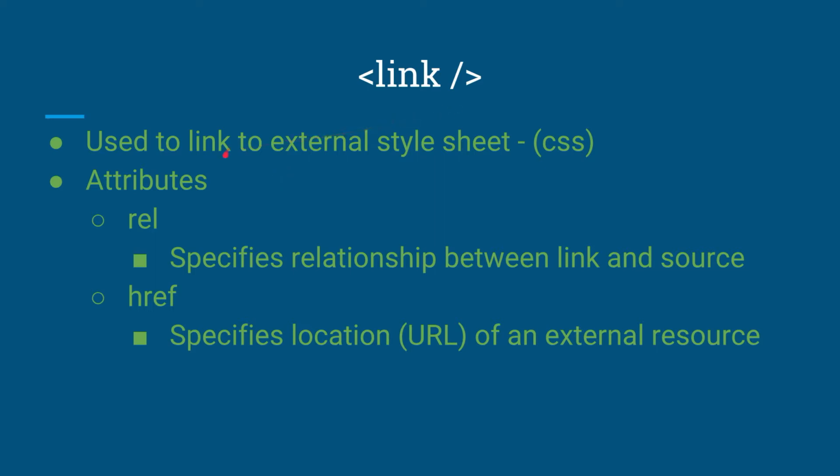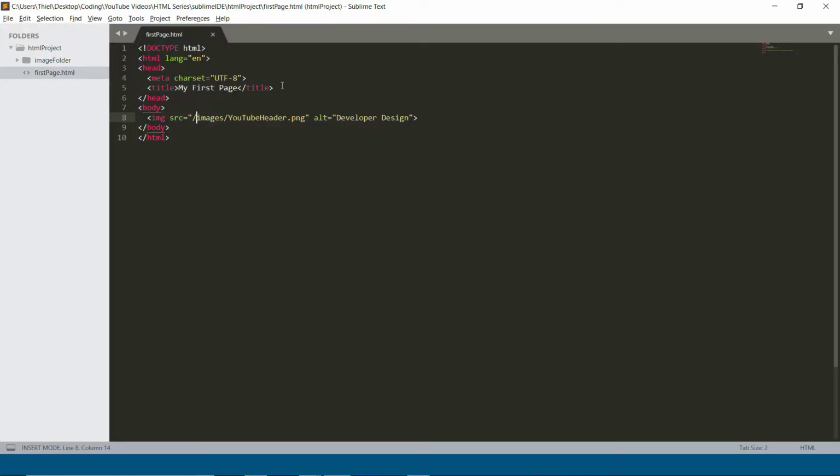Next is the link tag. A link tag is used to link to external style sheets, CSS. It's going to carry a rel attribute, which specifies the relationship between the link and the source, and the href attribute, which specifies the location or the URL of an external resource. So again, the link is going to deal with CSS.